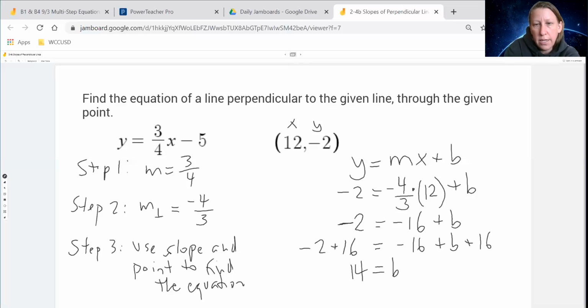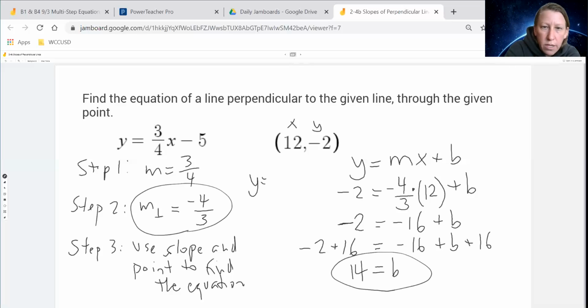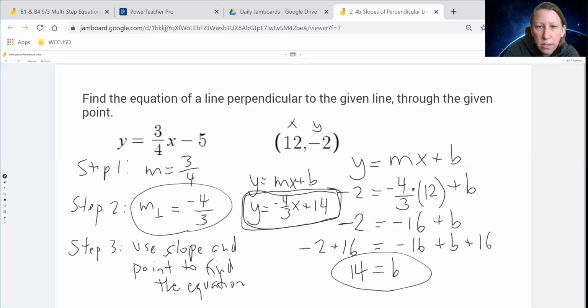Okay, I did it. I found the y-intercept and I know the slope. Now I can write my final answer, which is y equals mx plus b. In this problem, we know that the m is negative 4/3 x and the b is 14. Wow, that's an interesting answer. Kind of glad I didn't have to graph it. Graphing 14 is kind of big. I can check it on Desmos. I could type this in and I could type this in and see if they look like they're perpendicular. It's a good way to check.